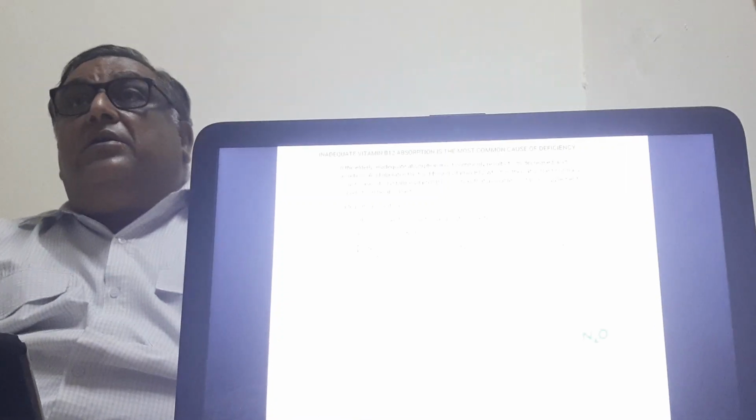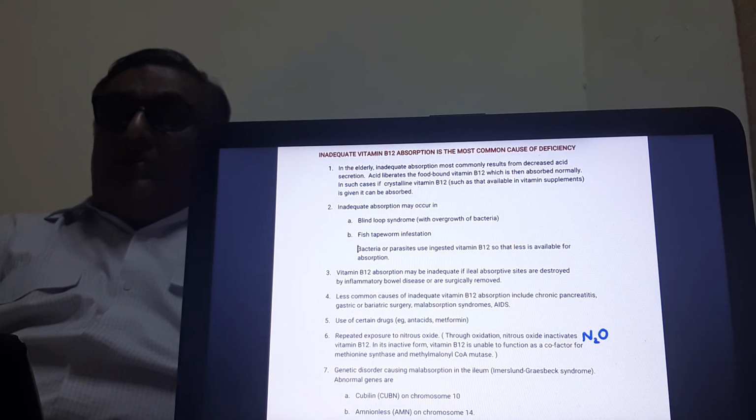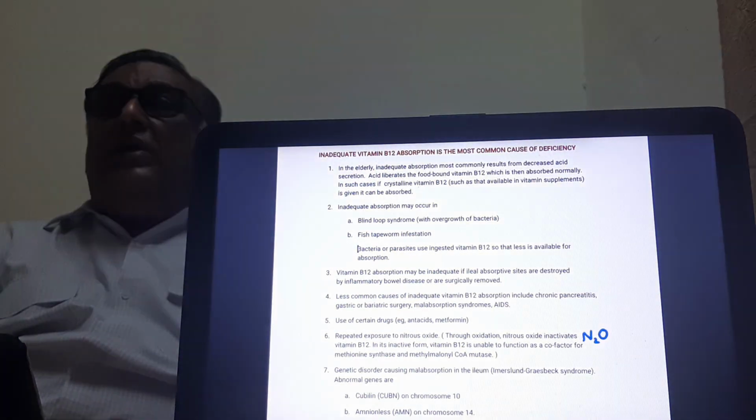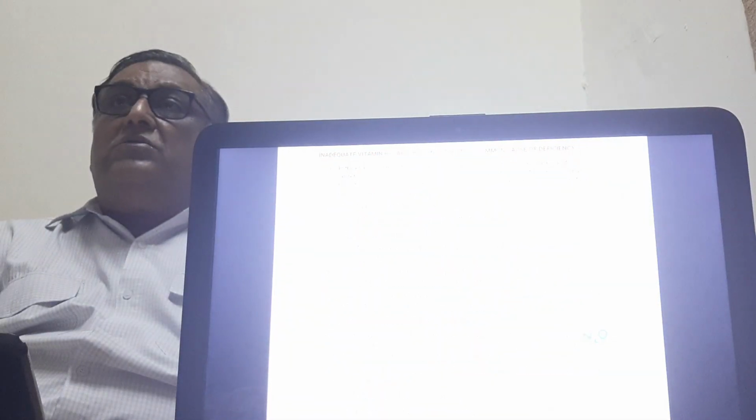Second thing is that if there is overgrowth of bacteria in the gut, this occurs in states where there is stasis in the gut or there is a blind loop. For example, which was done previously in the Roux-en-Y operation. So in the Roux-en-Y operation, when it was done, a lot of bacteria used to grow in the loop. So it is called blind loop syndrome. Now these bacteria consume the vitamin B12 and decrease its level. A similar mechanism exists in the case of fish tapeworm, Diphyllobothrium latum. This tapeworm also consumes the vitamin B12.